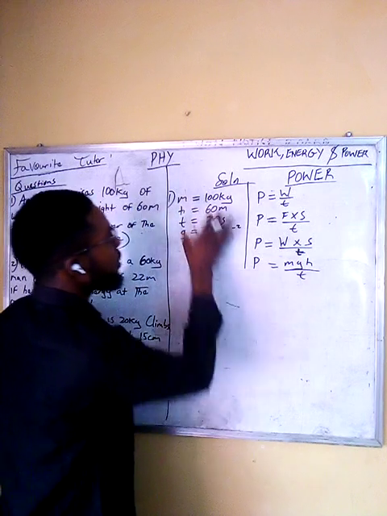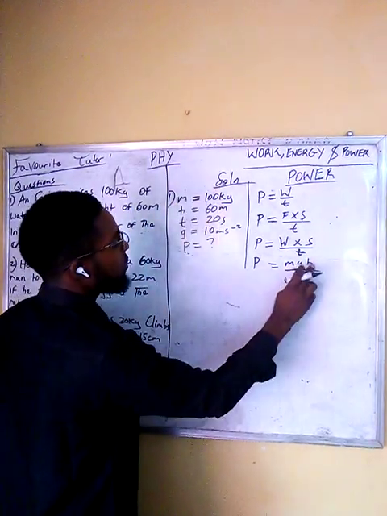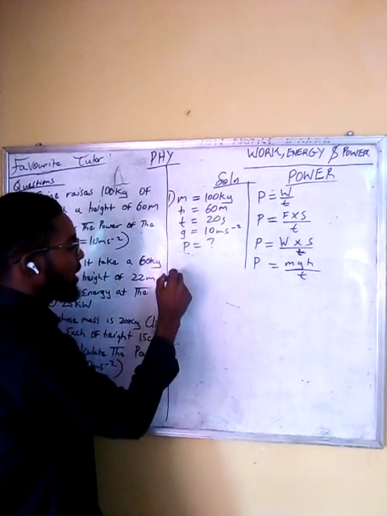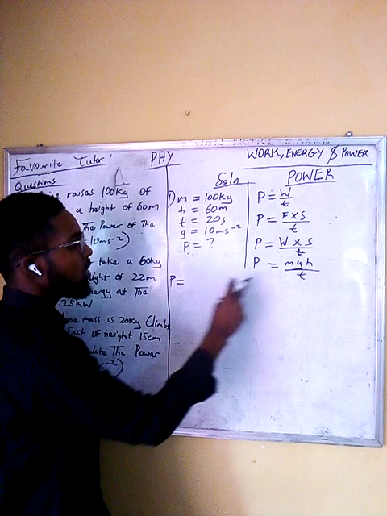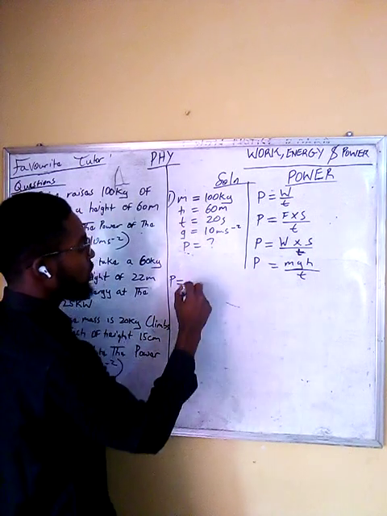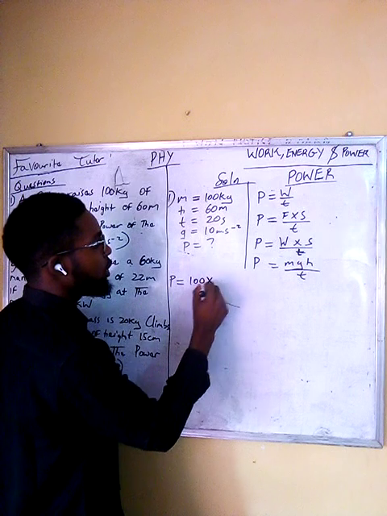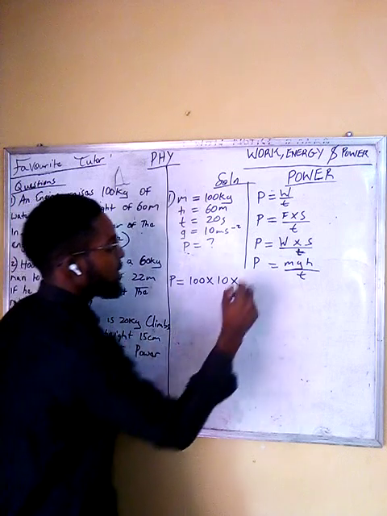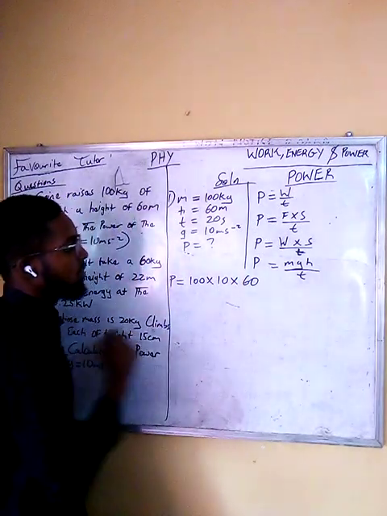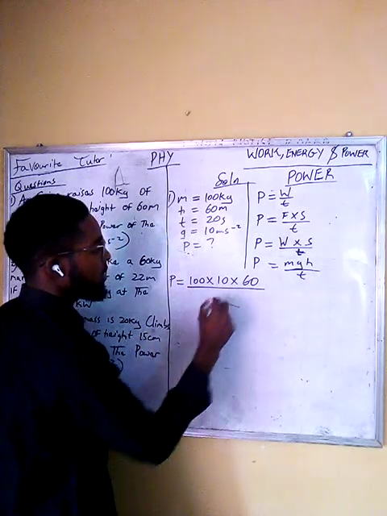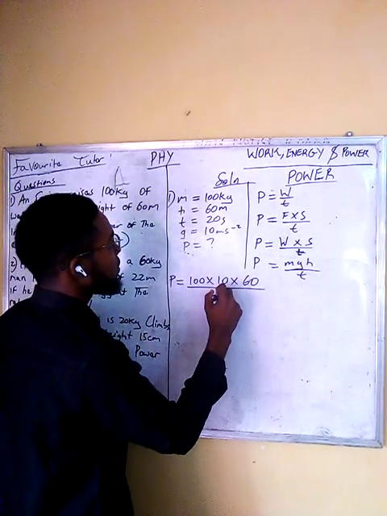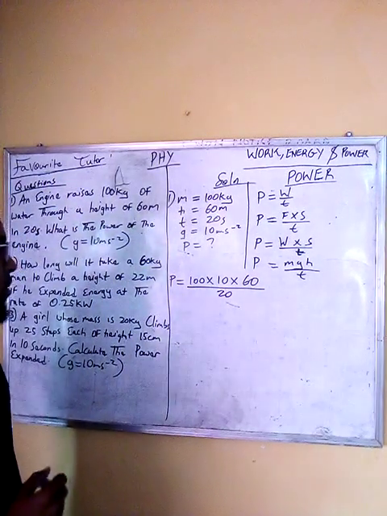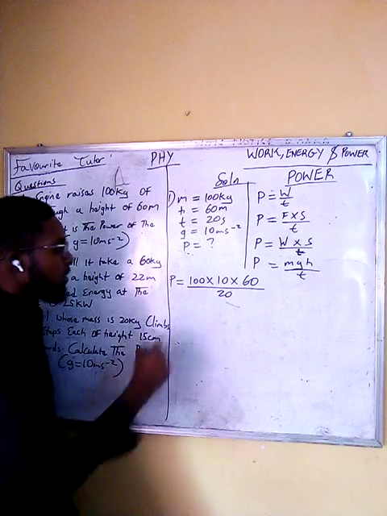Because it has all the quantities we have here: mgh over time. So to get the power, power is equal to m, which is 100, times g, which is 10, times height, which is 60, all over time. Time here is 20 seconds.